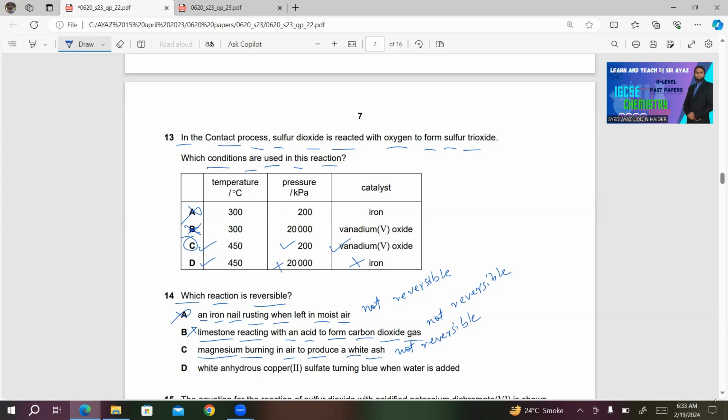Now, what about D? White anhydrous copper 2 sulfate turning blue when water is added. Now you can revert this reaction because neither of the products is coming from the air. So you can simply heat this and you will get the anhydrous copper 2 sulfate. So this will be the right answer for question number 14.